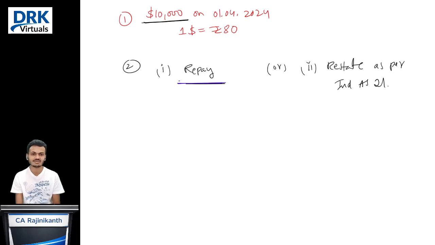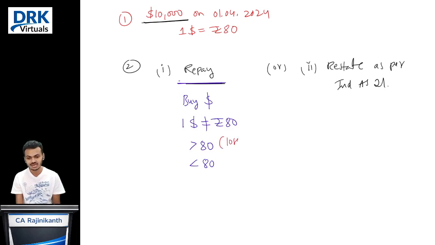Suppose we are making repayment. It means we need to buy the dollars for repayment, correct? At the time of buying, the exchange rate may or may not equal rupees 80. It may be greater than 80 or less than 80 rupees. If it is greater than 80 rupees, we are going to incur exchange loss. If it is less than 80 rupees, it is our exchange gain.